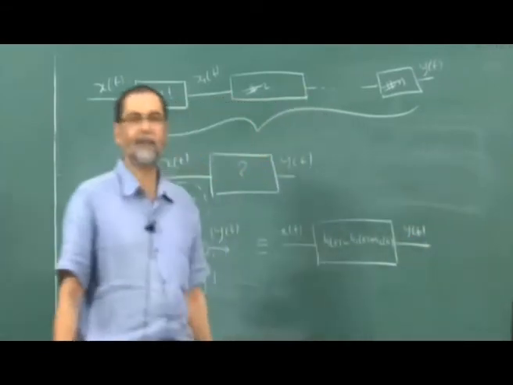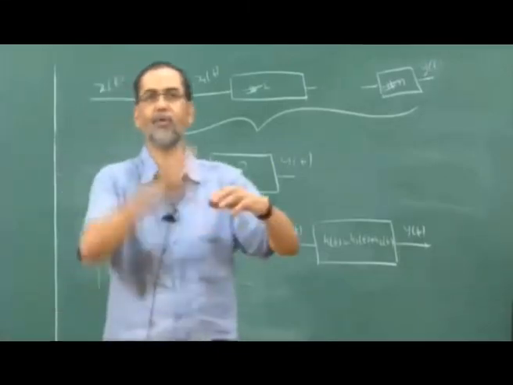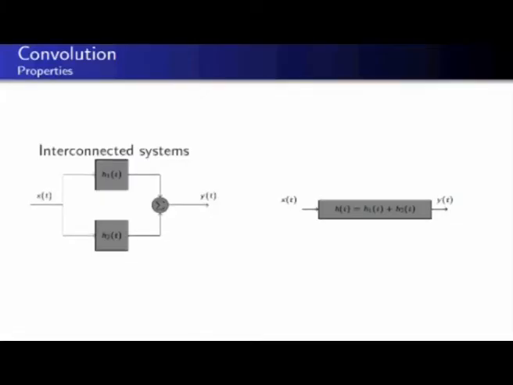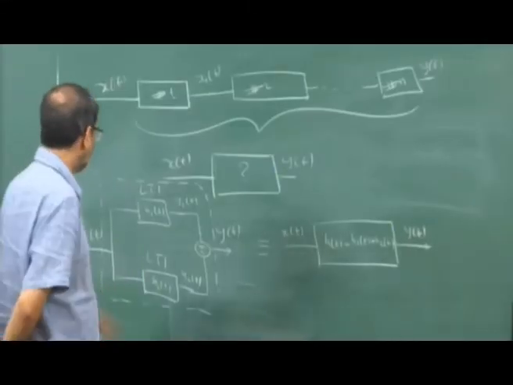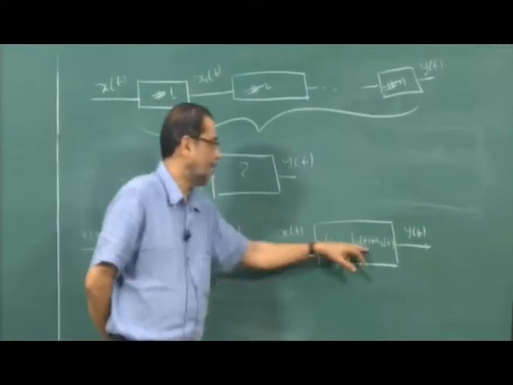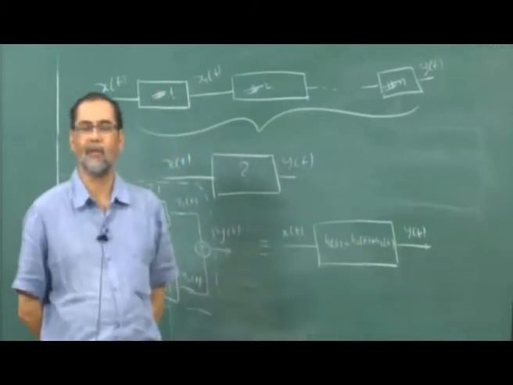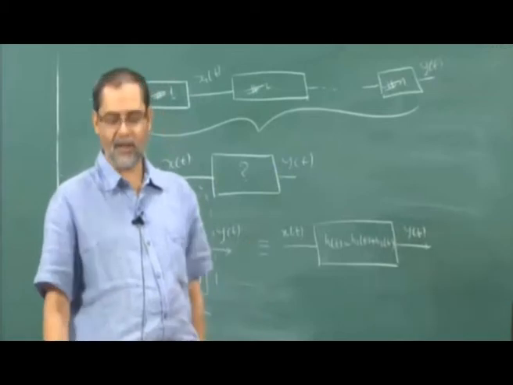So this is a parallel connection. When the input goes through two systems and their outputs are added up to give the final output, the proof is extremely simple. It follows straight from our idea of convolution, our idea that integration is a linear operation. In this case, the two add up to give a combined impulse response. So this is the parallel connection of systems.